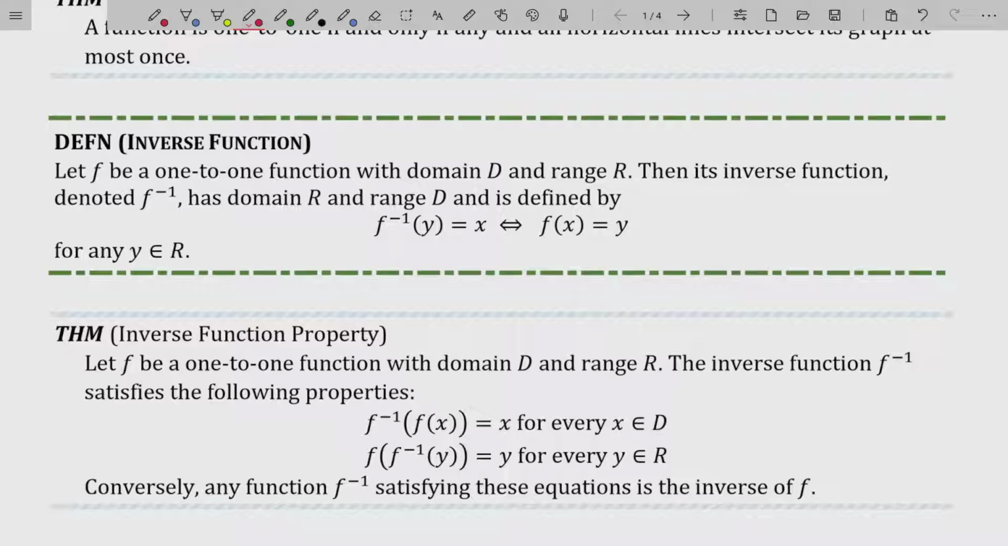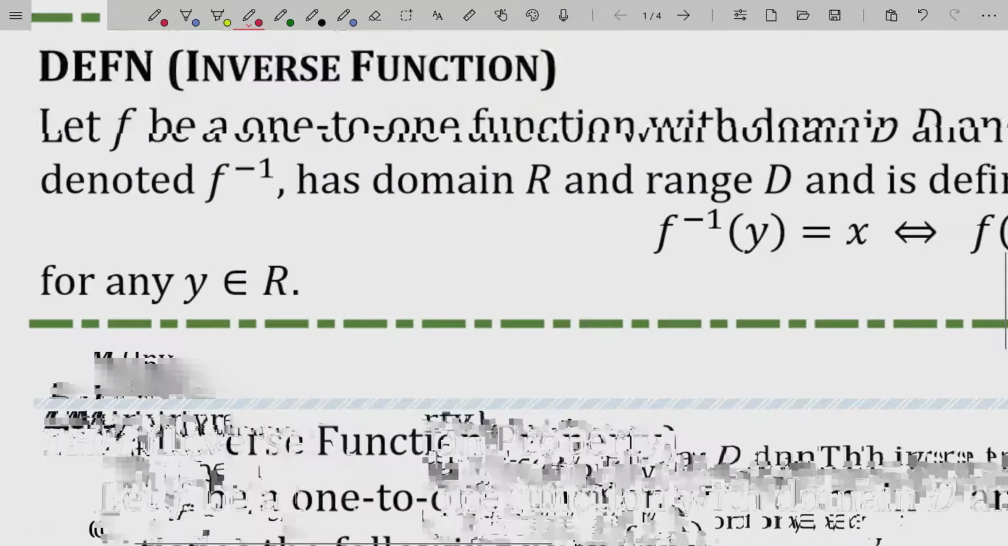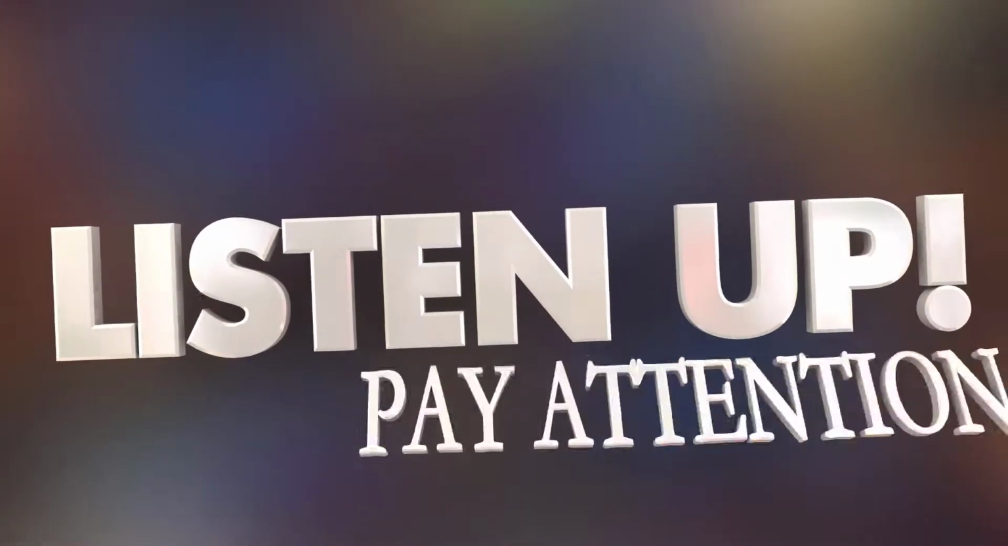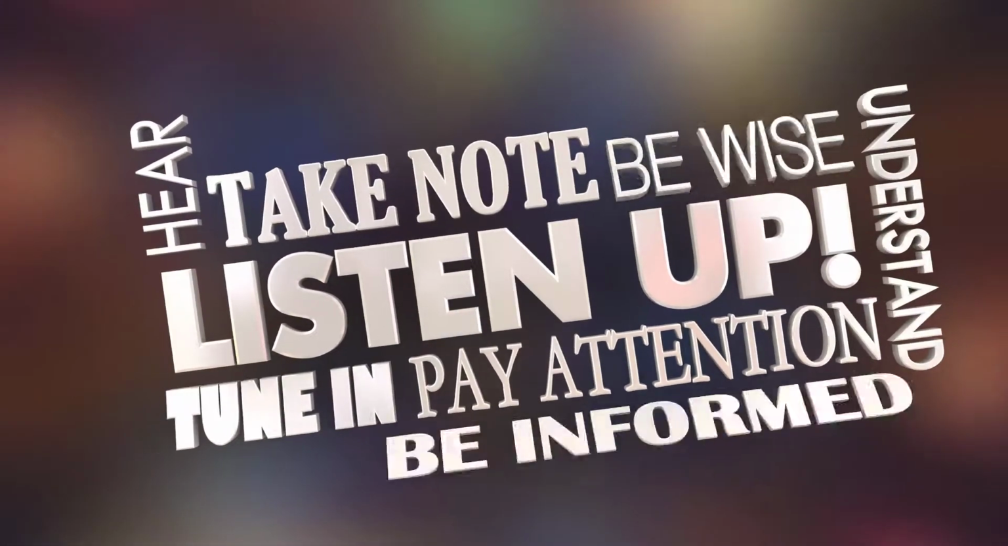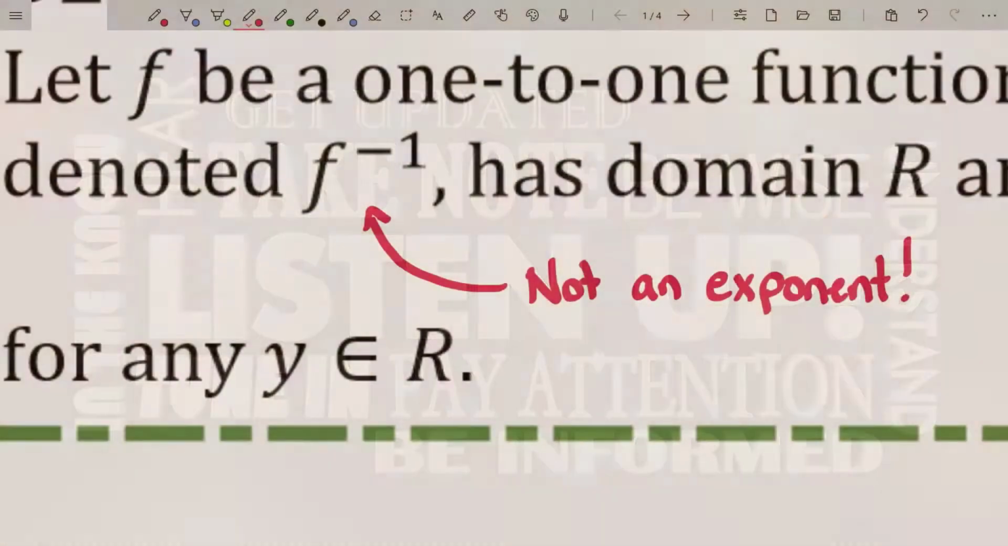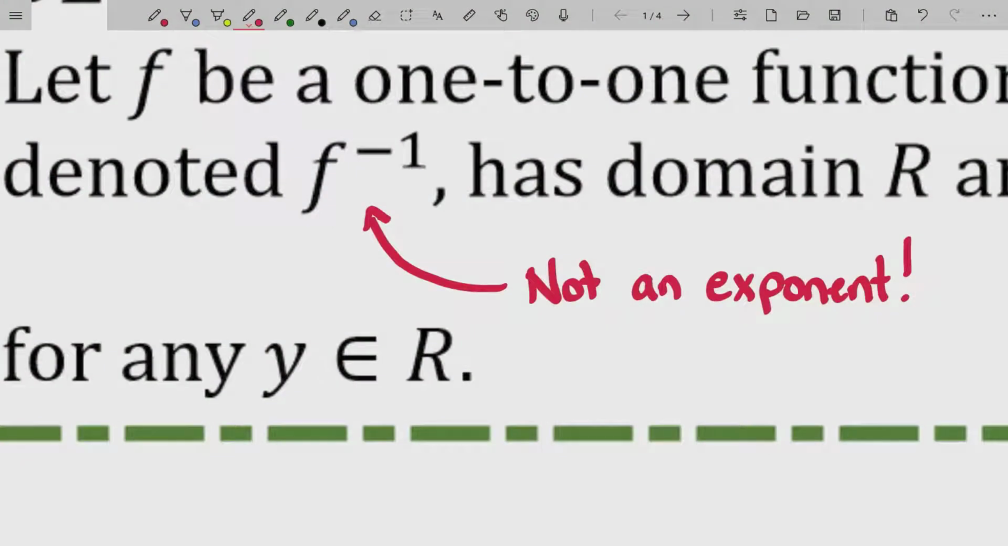By definition, let f be a one-to-one function with domain D and range R, then its inverse function, which we sadly use this notation. Again, I want to remind you that is definitely not an exponent. That's not 1 over f. Please don't make that mistake.